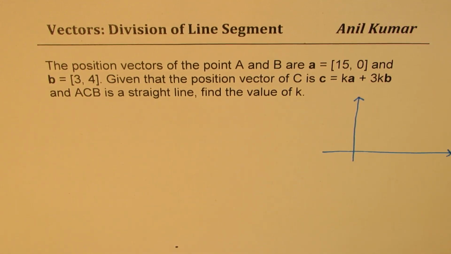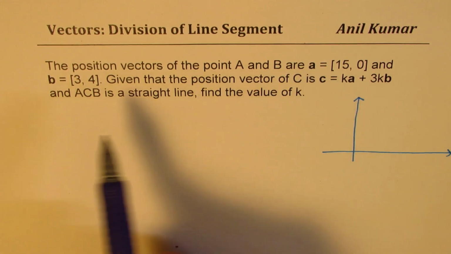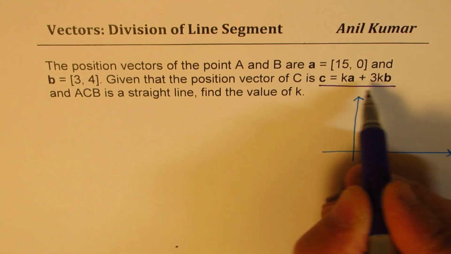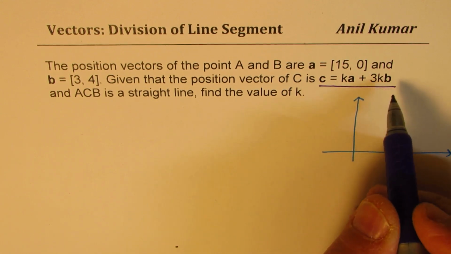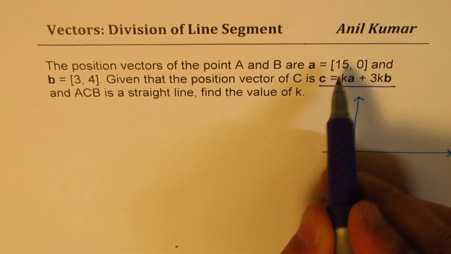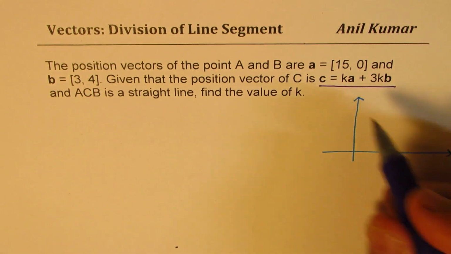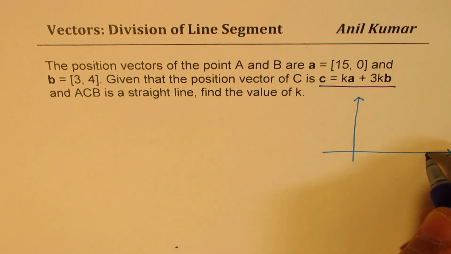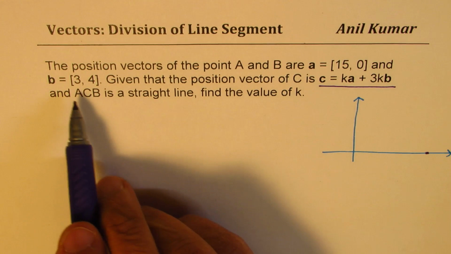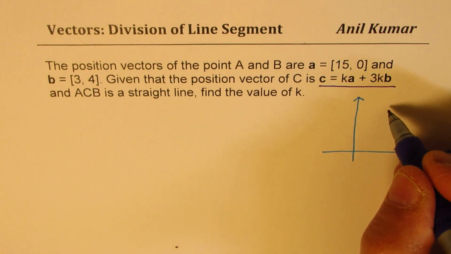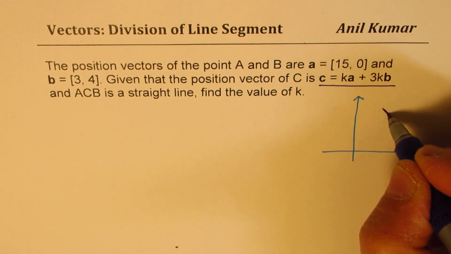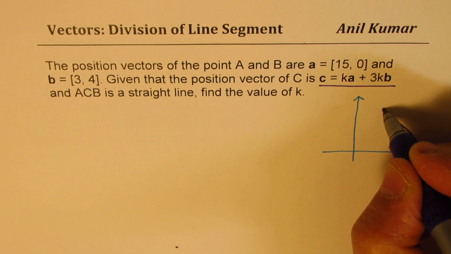Now, this is really a very interesting question. You will see that we are given vectors A and B, but the expression for C is Ka plus 3Kb. So it really doesn't matter what the value of A and B is. Just for the sake of sketching, I'll take (15, 0) on this x-axis, and B is (3, 4), somewhere here. So B and A can be joined by this particular line.